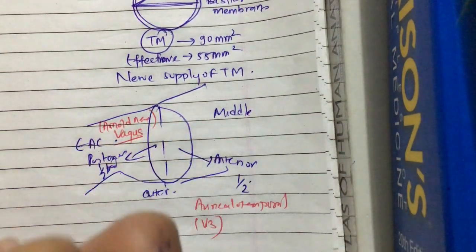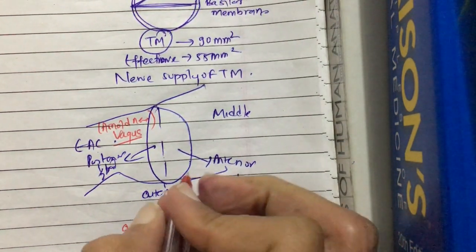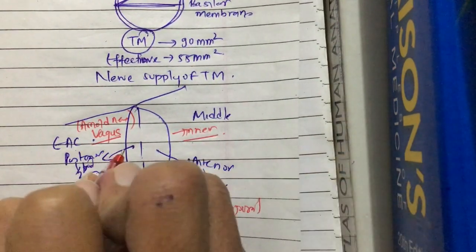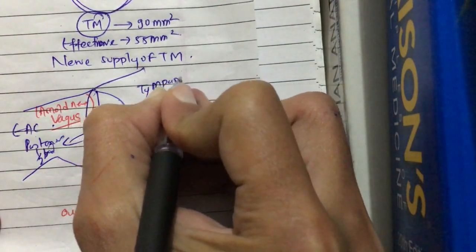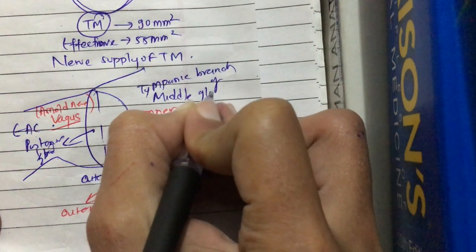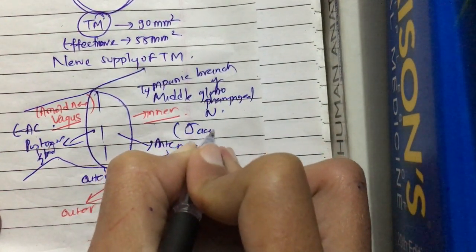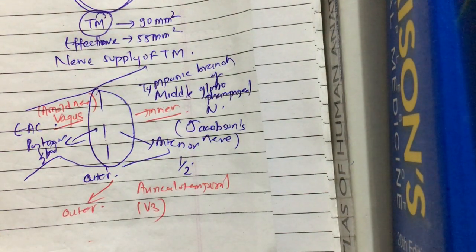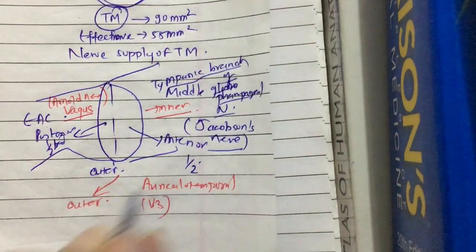This is the outer part of the tympanic membrane, whereas the inner part of the tympanic membrane is supplied by the tympanic branch of the glossopharyngeal nerve. This is also known as Jacobson's nerve. The inner part of the tympanic membrane is supplied by the tympanic branch of the glossopharyngeal nerve, which is also known as Jacobson's nerve.